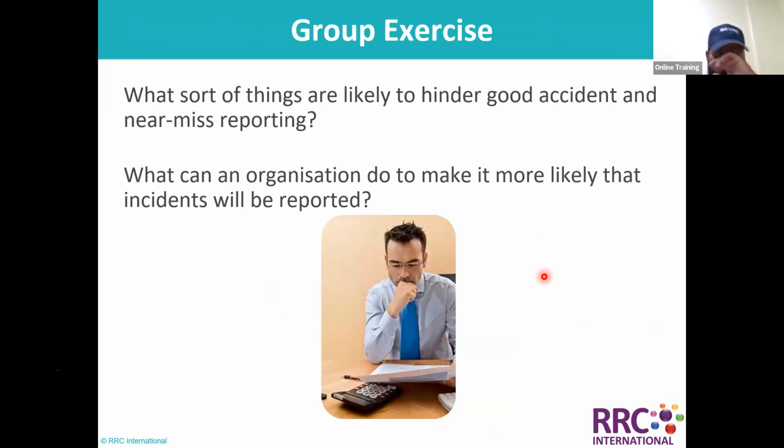The group exercise is all about what you think. What sort of things are likely to hinder good accident and near miss reporting? What do you think, guys? Why do people not like to report, or why is there always a delay in reporting an accident or near miss? Come on, everyone, mention, or if you want to speak up, please.